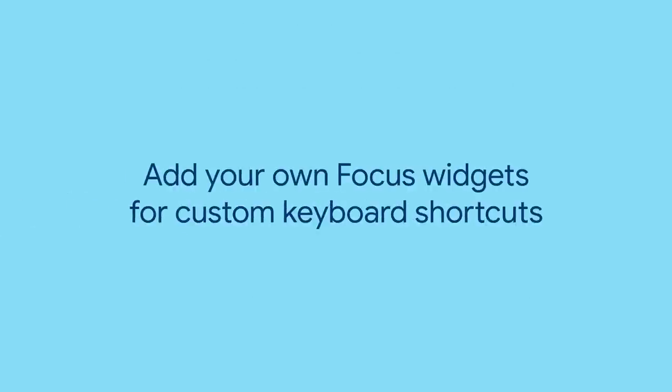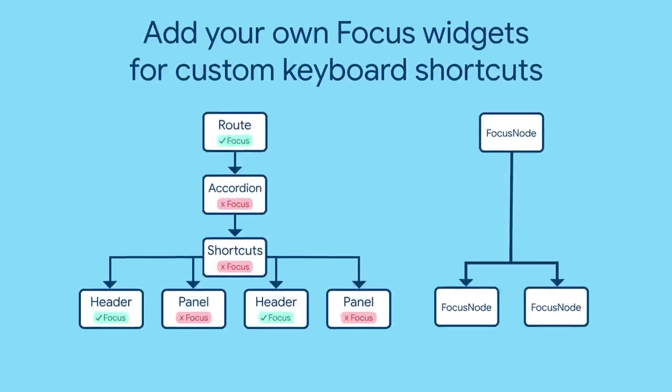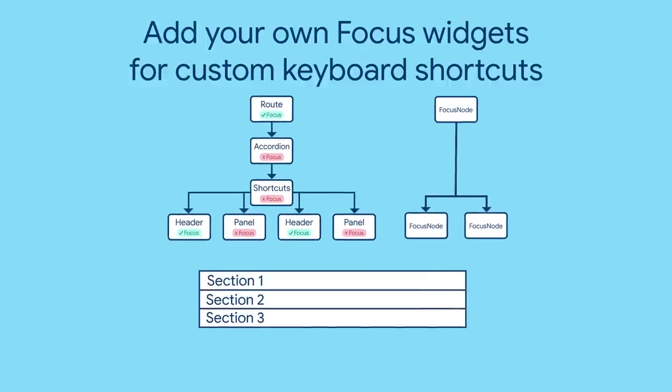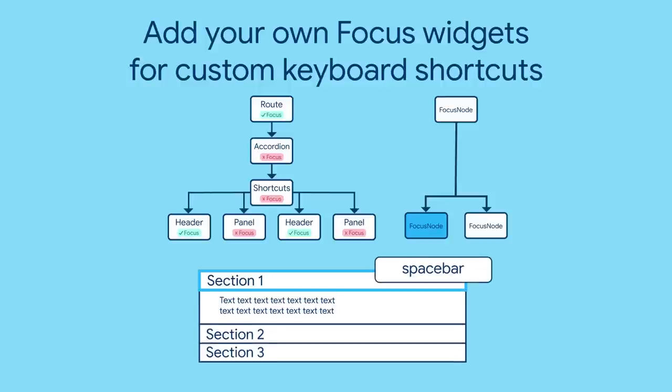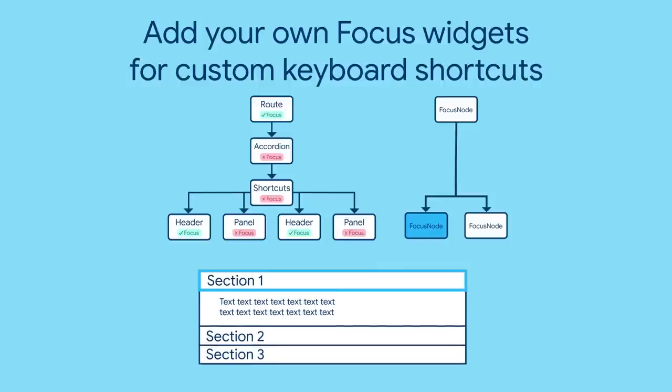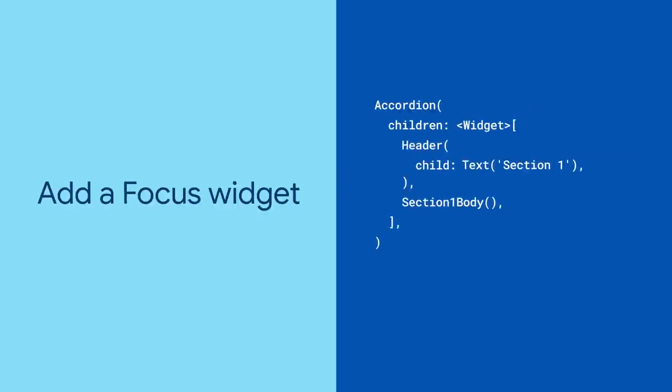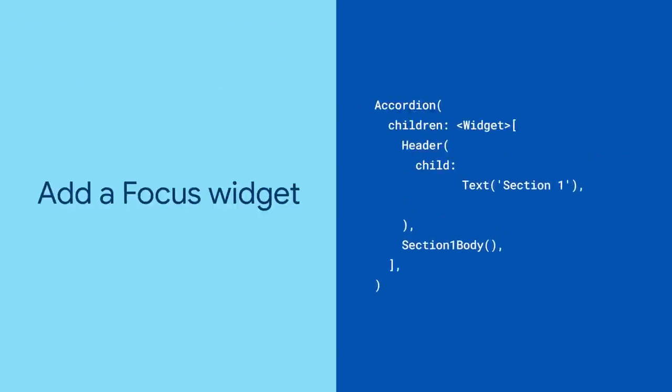As for the focus widget, every interactive control in the Flutter framework, like buttons and text inputs, already contains the focus widgets they need. But occasionally, you may want to add your own if you're designing a custom experience from scratch, like, say, an accordion, whose headers should be focusable, and which should expose keyboard shortcuts to toggle their panel's visibility. To do this, take your accordion's header widget and wrap its descendants in a focus widget.